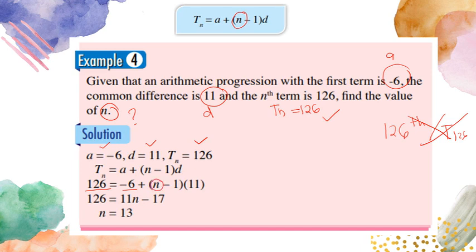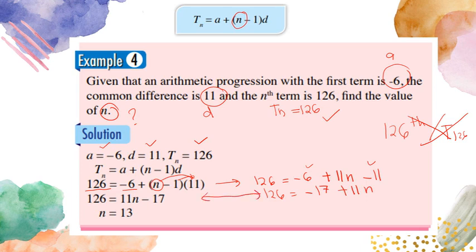Okay, D is 11. So then you expand. Okay, expand the bracket. So 126 minus 6 plus, okay, this one is actually 1 to 6 is equal to -6 plus 11n minus 11. So 1 to 6 is equal to -6 minus 11, -17 plus 11n. This is the same step.